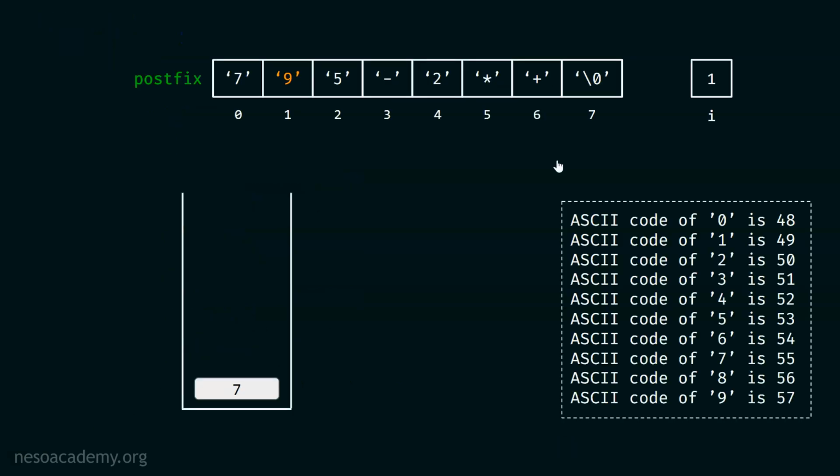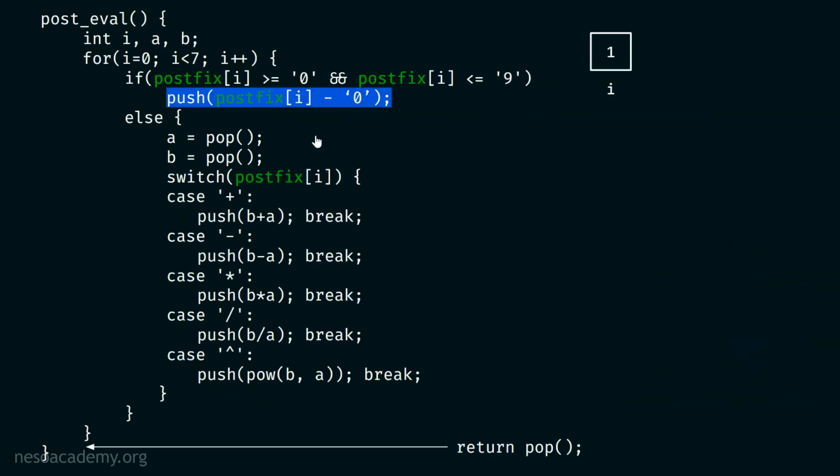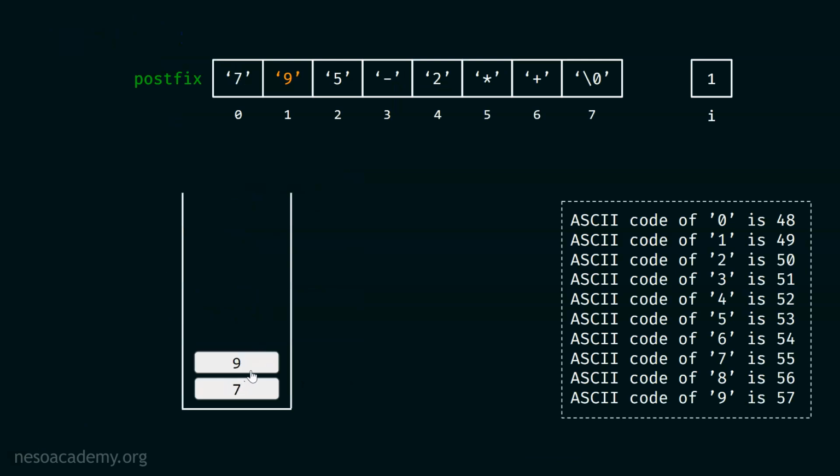I is 1, okay? You can see over here that postfix of I, that is postfix of 1, is 9, this character 9, right? And we know that this condition is satisfied, therefore we'll get inside and we would be able to call the push function for the purpose of pushing integer 9 onto the stack. You can see the current status of the stack, 9 is pushed onto the stack.